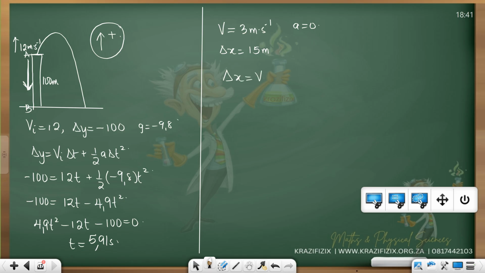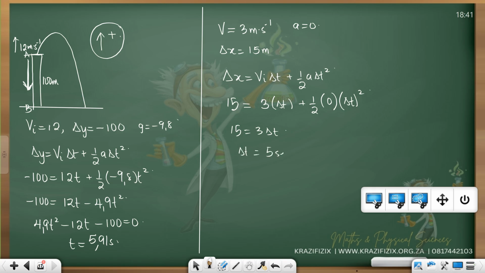Can I get my distance? I can use this formula, v_i delta t, plus half a delta t squared. I'm using this because I want to emphasize the 0. Why 0? Constant what? Velocity. So the distance is 15, the velocity is 3, and I don't know the time. So I have 15 equals 3 delta t. What is my delta t? 5 seconds. The jogger will get to that point in 5 seconds, and the camera will drop at 5.91.